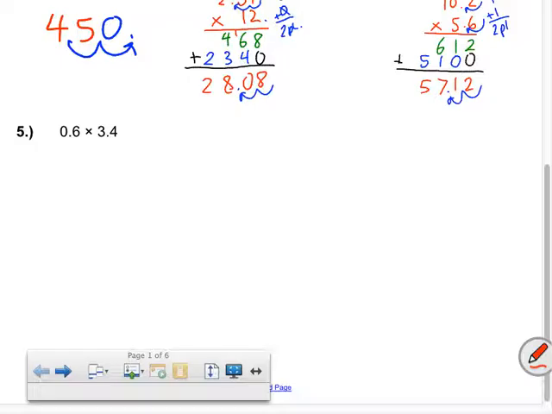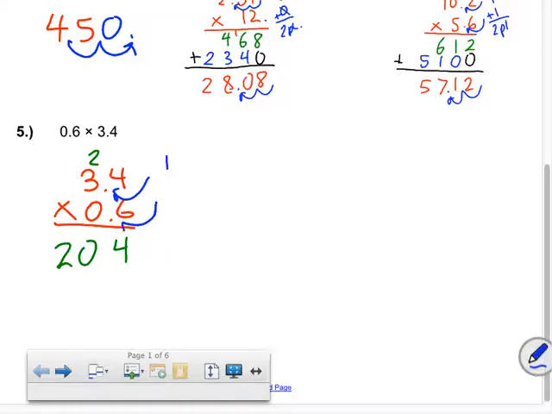Yeah. Okay, let's go and multiply this out to verify. So 3 and 4/10 times 6/10. We're going to multiply this out. 6 times 4, 24. Carry the 2. 6 times 3, 18 plus the 2, 20. We don't need to multiply that 0, but we do need to figure out where my decimal is going to be. So I have 1 place here, 1 place here. That means I've got to move it 2 places, right? So 1, 2. So it's 2 and 4/100. That's what we got? Okay.